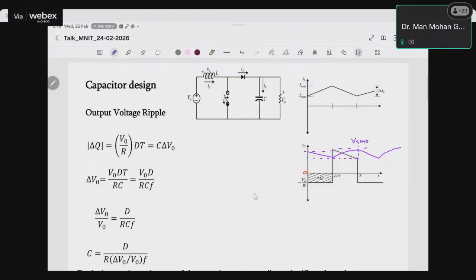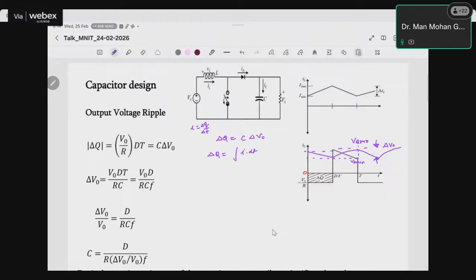This is V output max, and this is V output minimum. The difference between these two is del V naught, the output voltage ripple. That's what we want to find. Now, as we have seen earlier, del Q is the net stored charge, or you can say discharged charge, which is equal to C del V naught. And del Q is nothing but the integration of I dt.